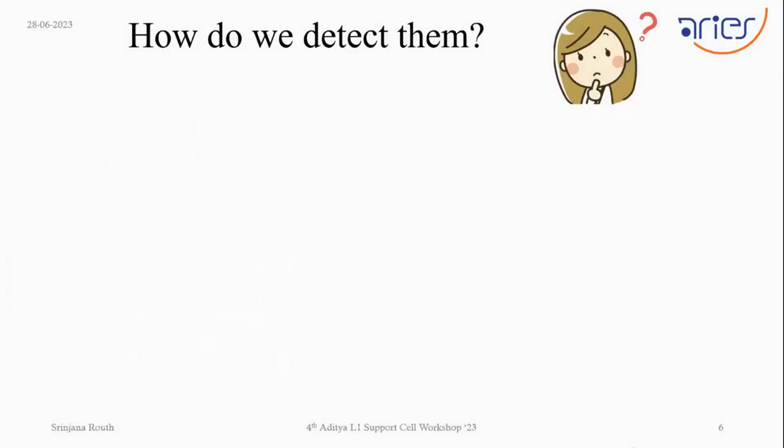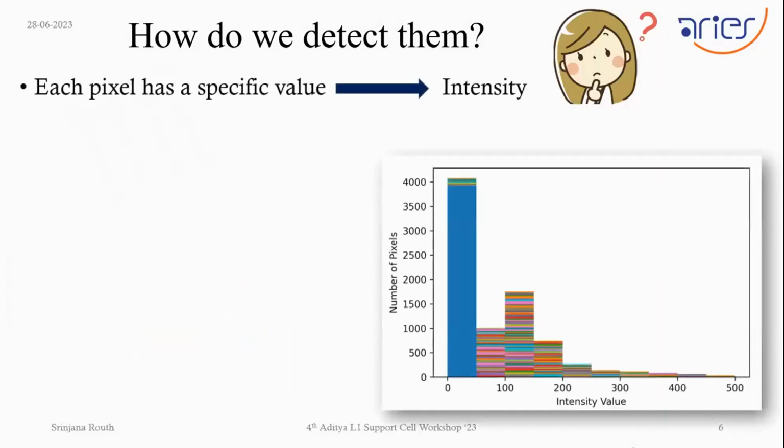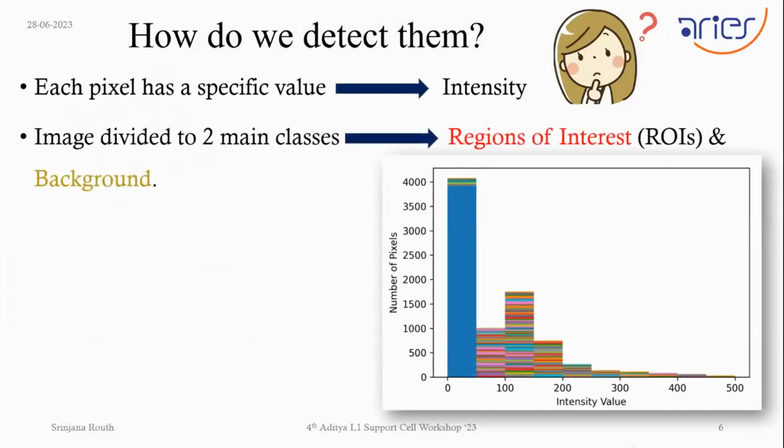So now that we have the data, let's look at how exactly we are going to approach this problem. For any image, we know that each pixel has a specific value, which we call the intensity, right? If we plot the intensity histogram of an exemplary image, we see that all of these pixels are distributed in certain values of intensity bins, right? According to this intensity histogram, we can divide any image into 2 specific classes: the regions of interest, which is the plages in our case, and the background, whatever we do not care about.